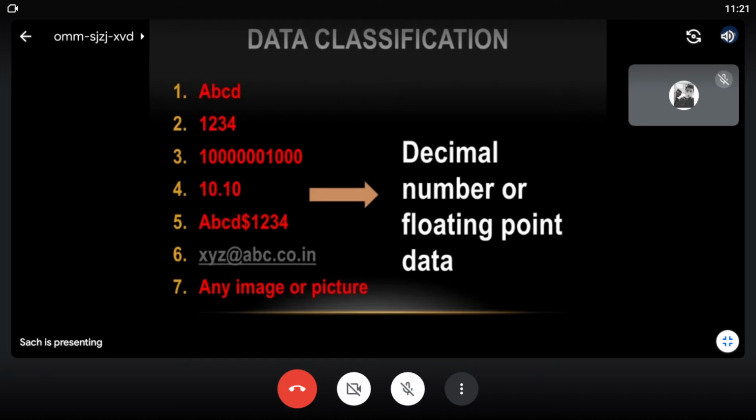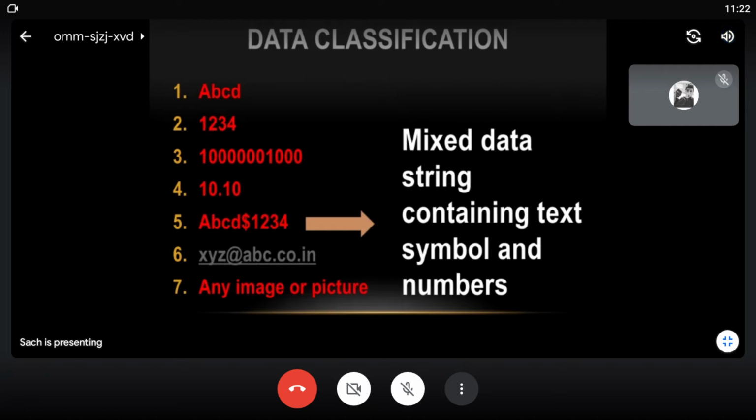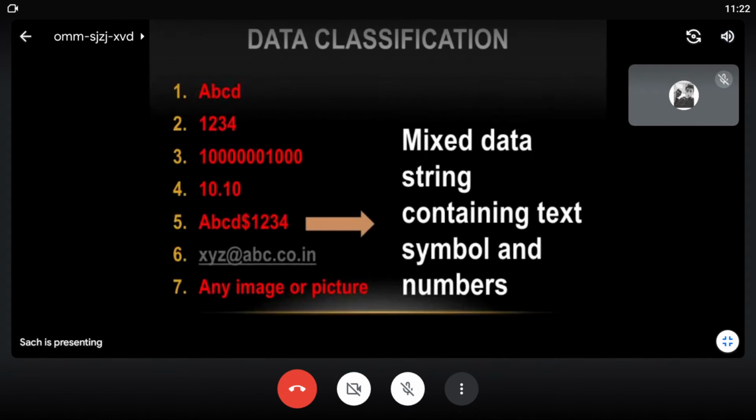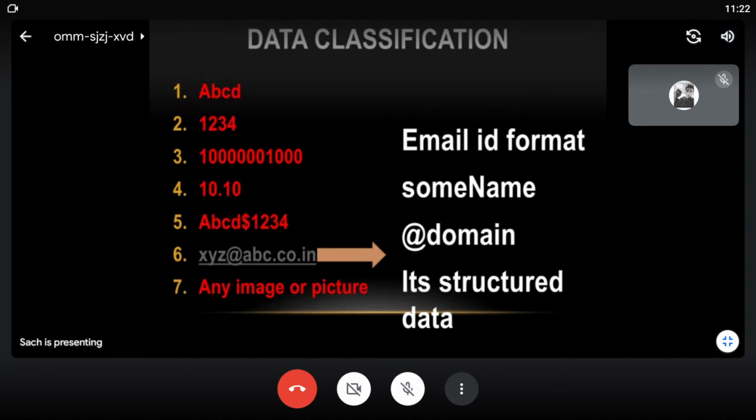Fifth will increase our complexity. We are not able to understand what it is. So it is mixed data. So when data is mixed with characters and some symbols, a special symbol like dollar, and some numbers, we call it mixed data, a string containing text, symbols and numbers. Now a little trick, that is the sixth one. You can see it is email ID format. So some name followed by the domain name. So we call such data structured data.